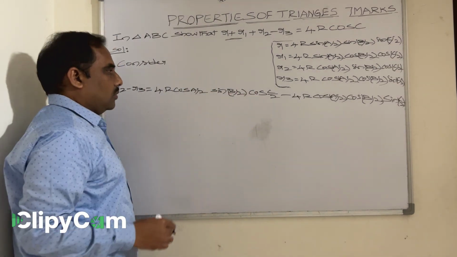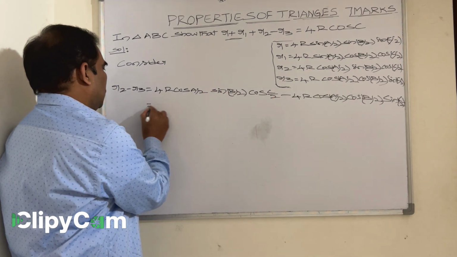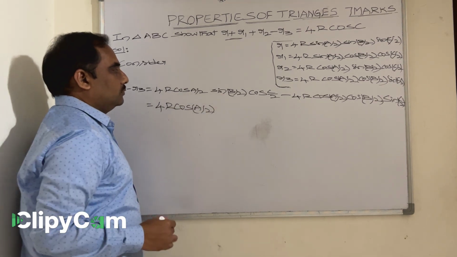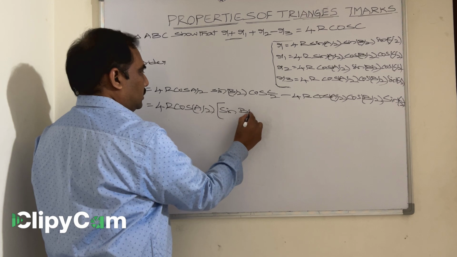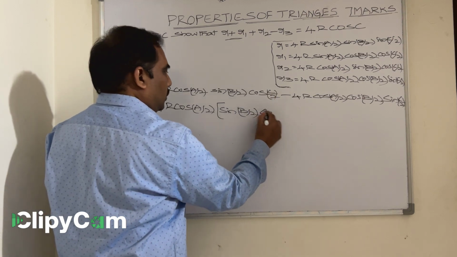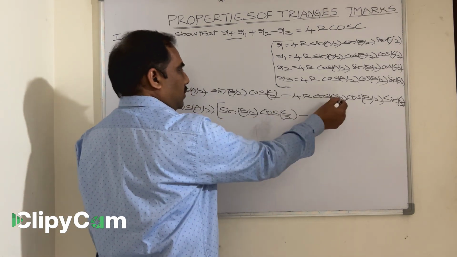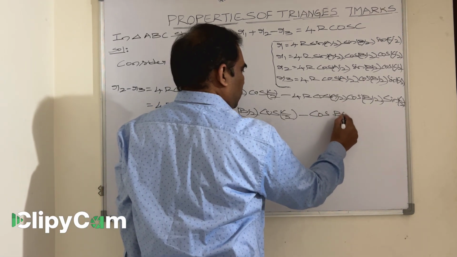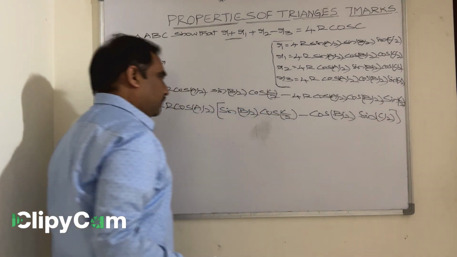In both, 4R and cos A by 2 are common. So take out 4R cos A by 2, and we get sin of B by 2 into cos of C by 2, minus cos of B by 2 into sin of C by 2.